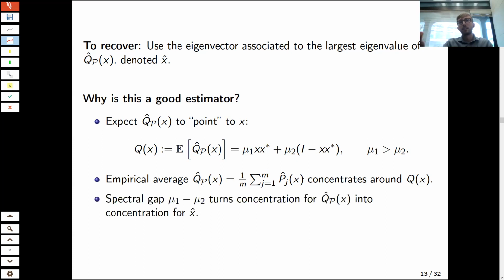And then the spectral gap that I mentioned between these two eigenvalues, we can use to bound how far q hat is from q, and in turn how far x hat is from x, or x hat star is from x star. Okay, that's sort of the idea, and maybe a little sketch of what the proof would look like.